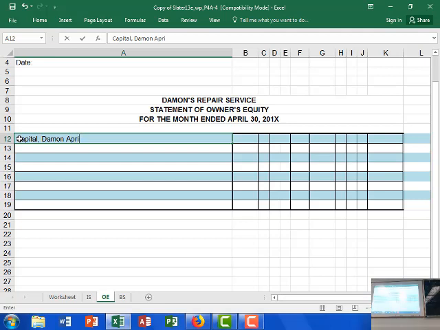For the month of April, that's the month we're working on. Then after that, we're going to show net income. We know that there was a net income, so we're going to say net income for the month of April. He did not have any withdrawals that we know of.